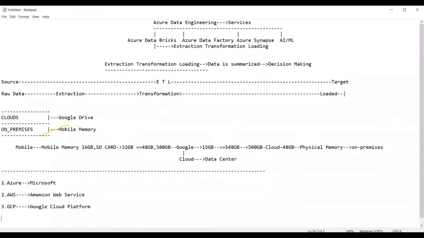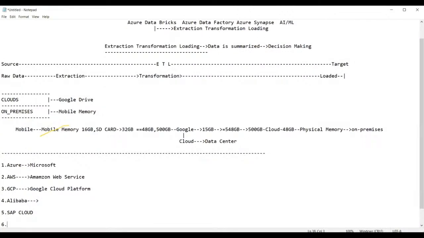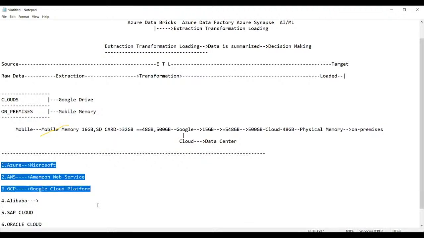Afterwards, we have Alibaba, which is a China-based cloud provider. Then we have SAP Cloud. Likewise, SAP Cloud is there, Oracle Cloud is there, and so on. These are all cloud providers. But the market leaders are the first three, and number one in providing cloud services is Azure.